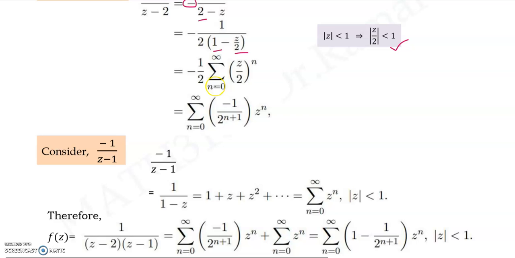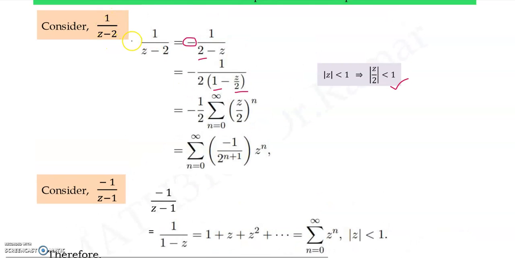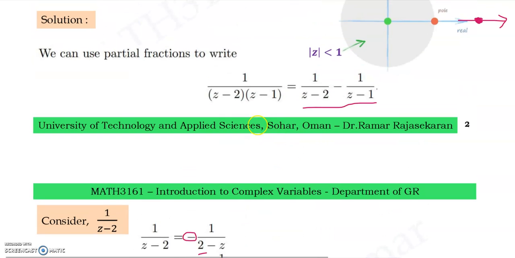Now what I do next, minus 1 I write inside the summation. Here 2 power 1, and here 2 power n I have. So I can join these two, 2 power n plus 1, and z power n I write outside. So 1 over z minus 2 is rewritten as sigma n equal to 0 to infinity minus 1 over 2 power n plus 1 times z power n. Now I write the series of the first term. Now I consider the second one, minus 1 over z minus 1.